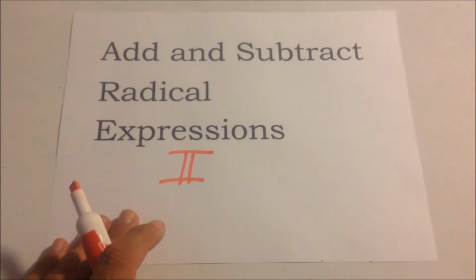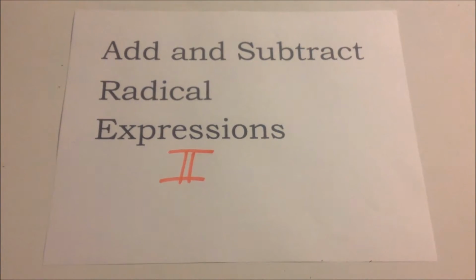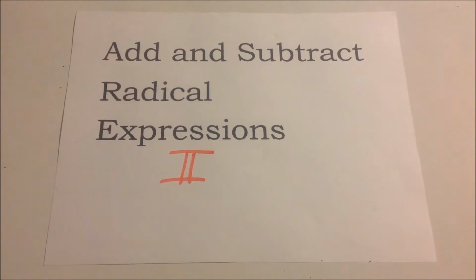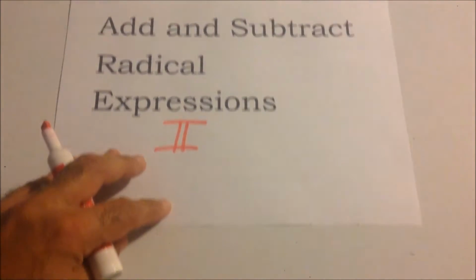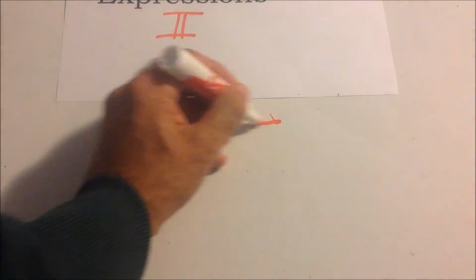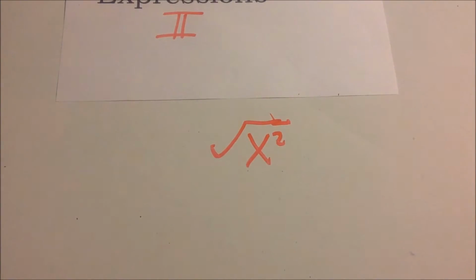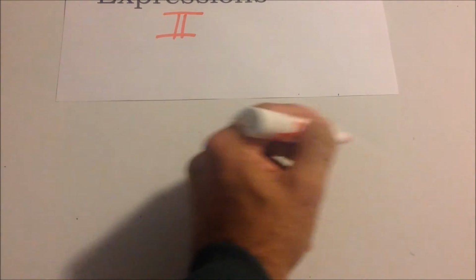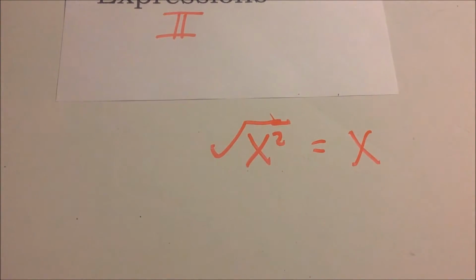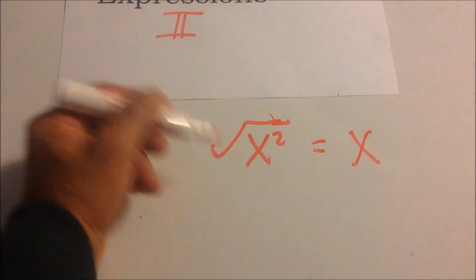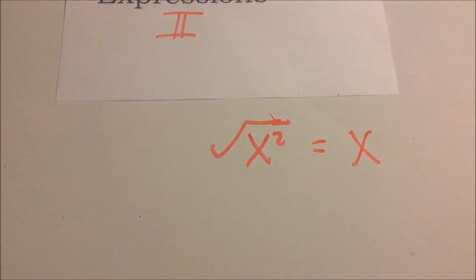Okay, here's part 2 of adding radical expressions. Let's get that focused. What if we had some weird ones? What if we had the square root of x squared? Well, the square root of x squared is x, right? Because x times x is x squared. So we can have variables in the radicand.